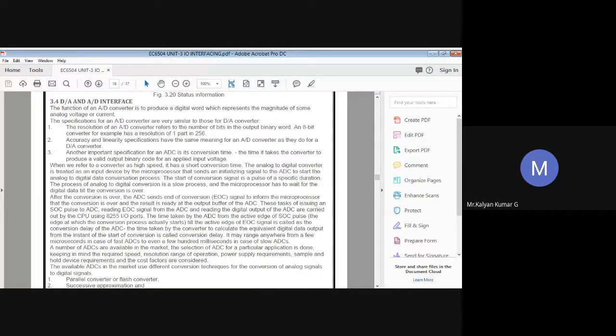We call it data. So for that we need an interface, usually called an A to D interface. For this purpose, we go for an A to D converter, analog to digital converter. Analog to digital converter is almost the reverse process of digital to analog converter. We'll see D to A converter later, maybe after this.